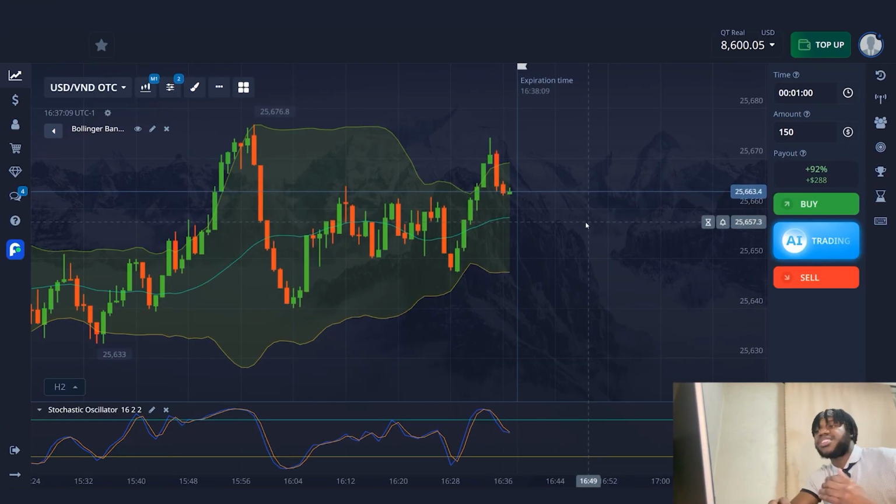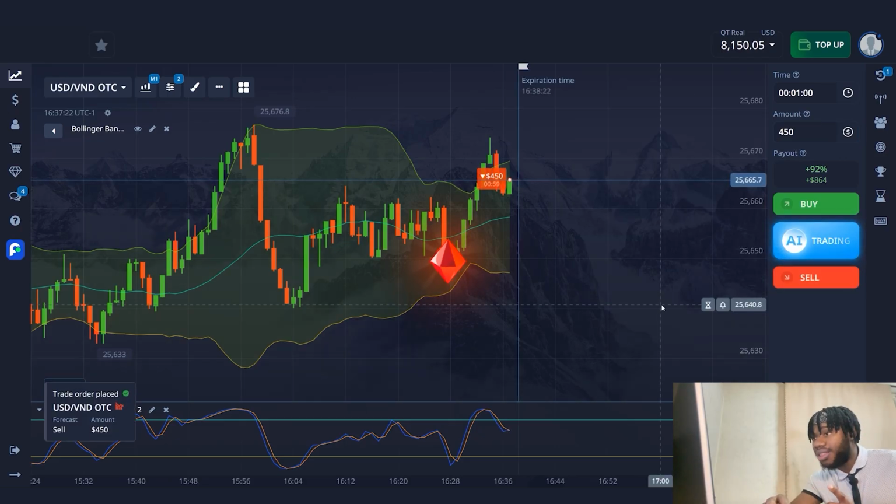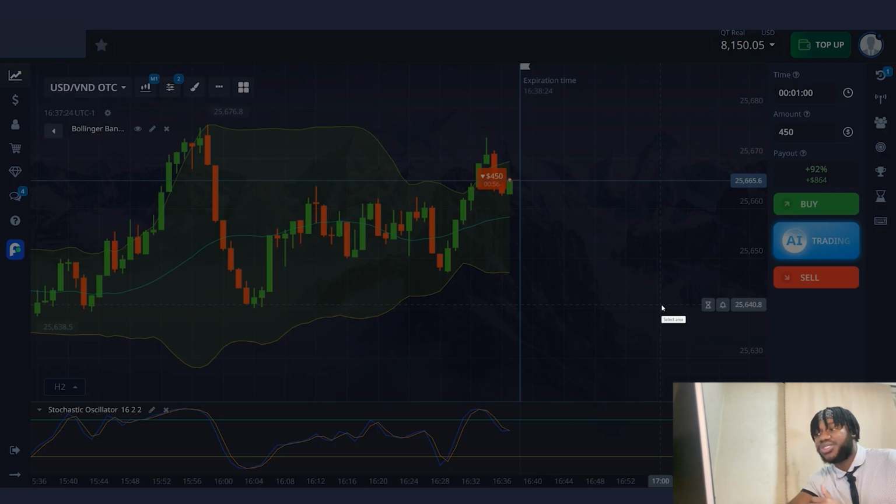Let's put this situation into practice. Let's open the first trade. The trade time will be 1 minute. I'll start with an amount of $450. My prediction is that the price will fall, so I press the red button to open the trade.